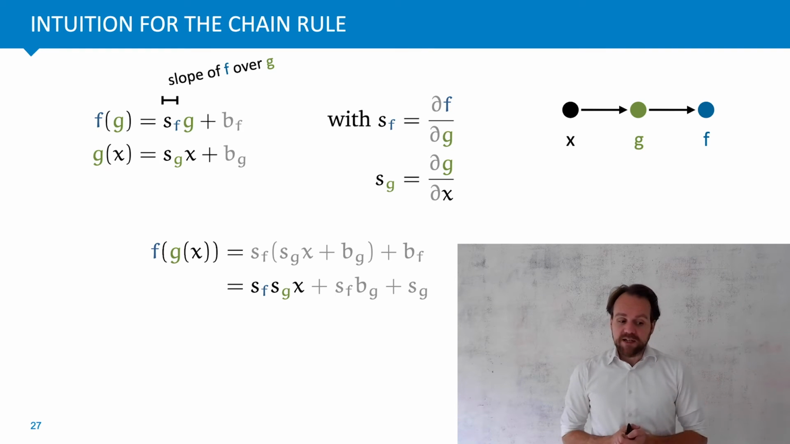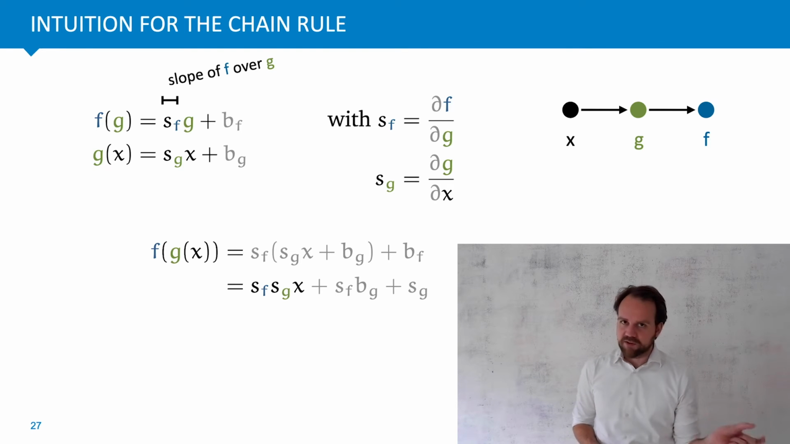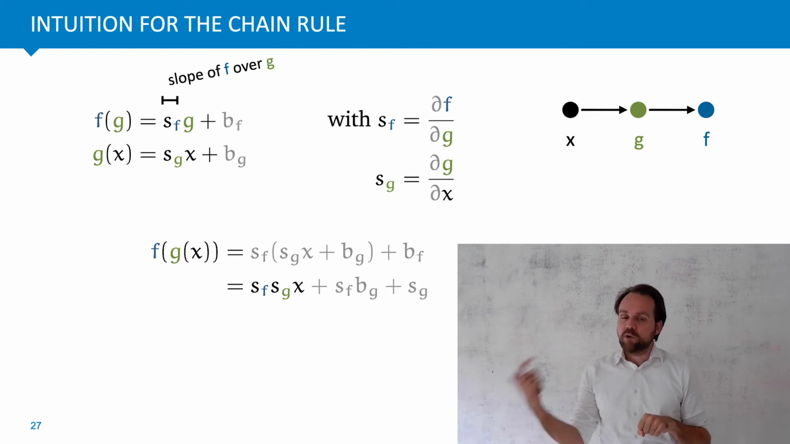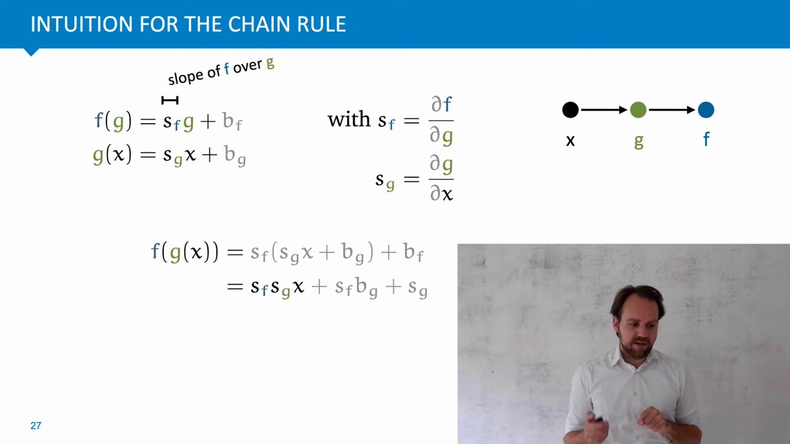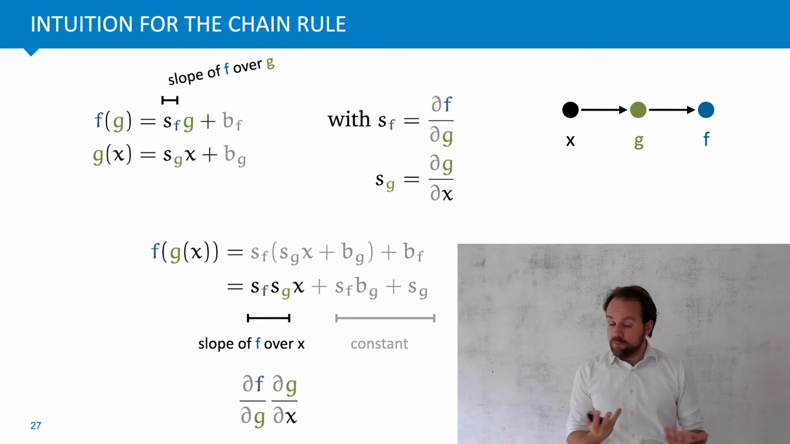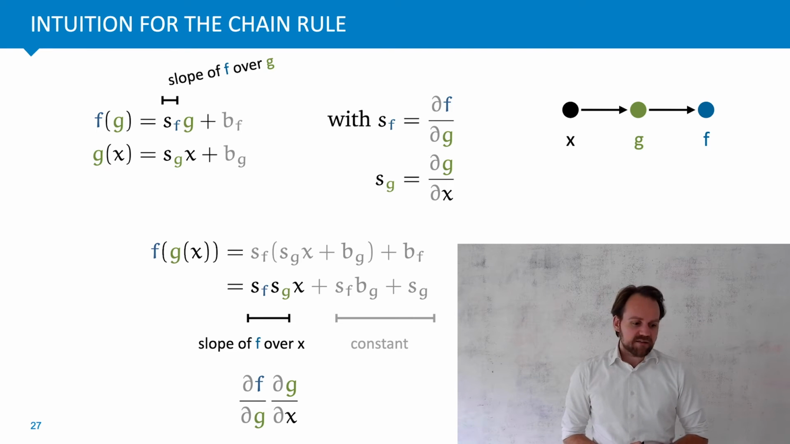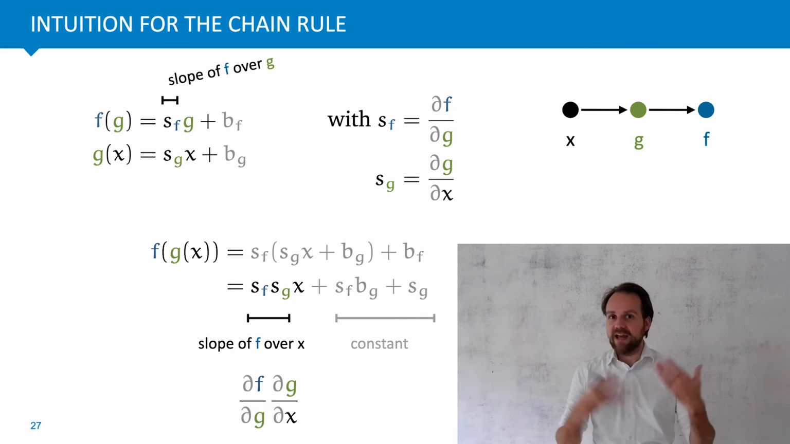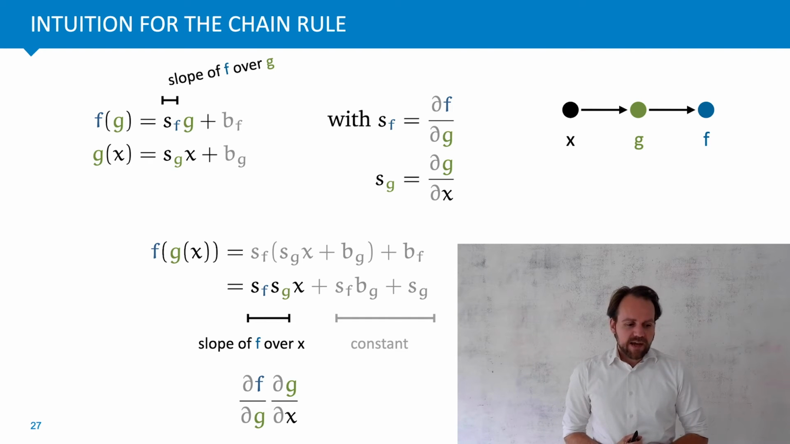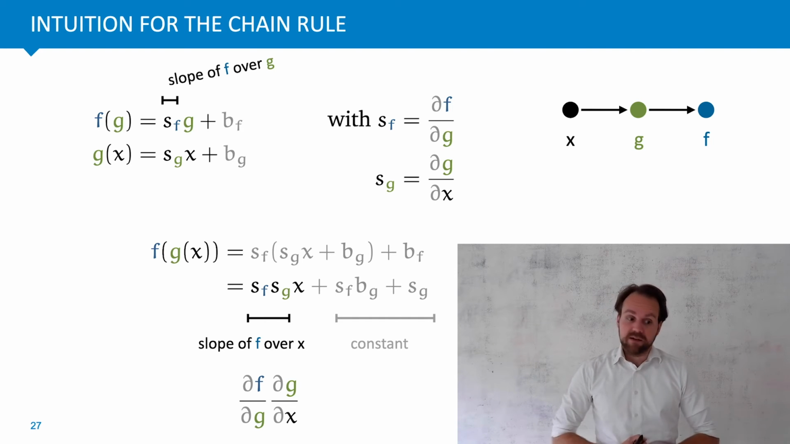So this function must be a linear function, by which we mean that there is some value that is multiplied by the input x, and some constant value that is added to that. Which is true if we read the function like this. So the gray part is just a constant, and SF times SG is something that is multiplied by x. So that's the slope of our function as a function of x. And if we then fill in the derivatives, we see that we get for that slope, for that derivative, exactly what the chain rule tells us.